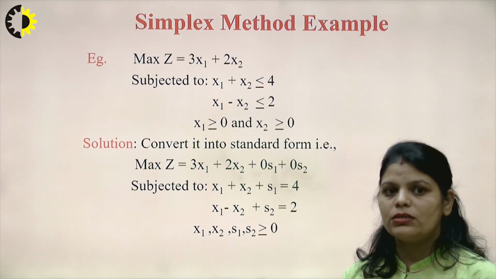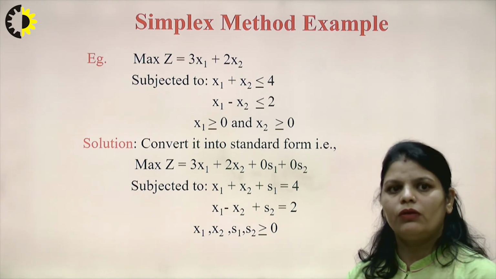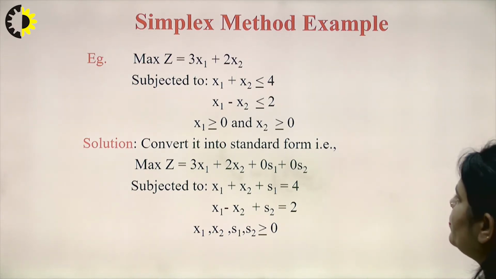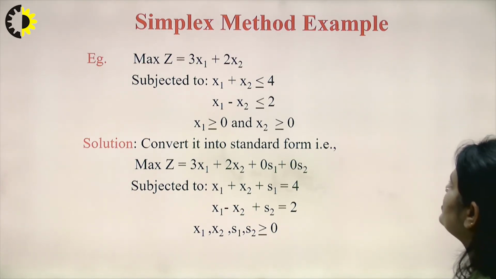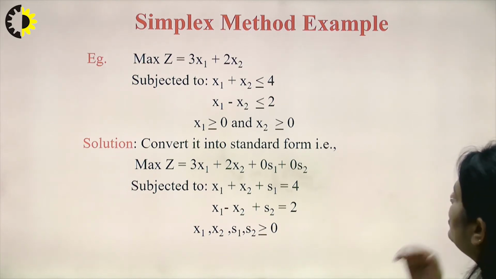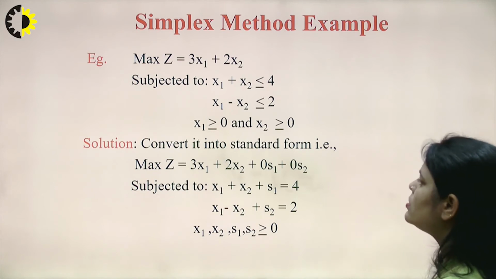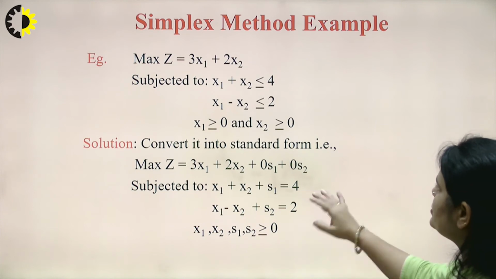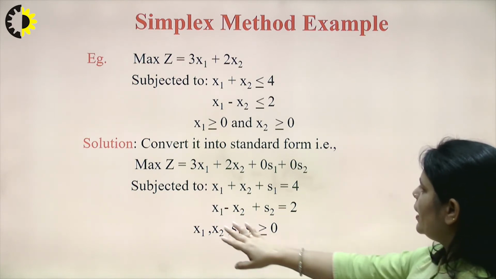Clear? So the first step is to convert these constraints into the form of equations. We will use surplus and slack variables. In the given problem, we can see that we have the less than or equal to symbol, so here we will add some variables on the left hand side. Clear? You can see the solution here. First of all, we will convert it into the standard form like this.